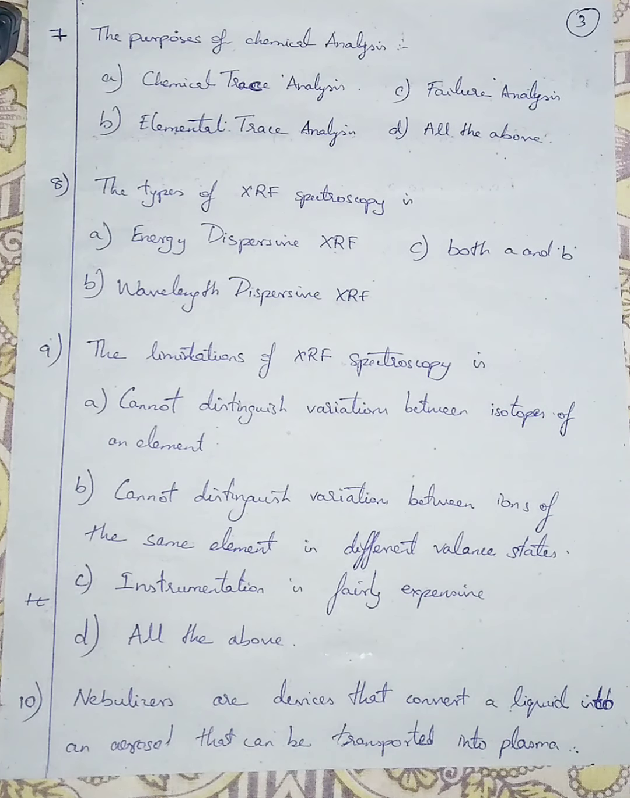Question number 7. The purpose of chemical analysis is. Option A is chemical trace analysis. Option B is elemental trace analysis. Option C is failure analysis. Option D is all the above. The purpose of chemical analysis is to trace a chemical, that is chemical trace analysis; elemental trace analysis, to find what the element is; and failure analysis, to find the failure. All of these are purposes of chemical analysis.